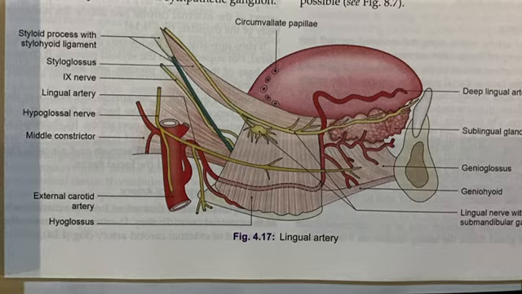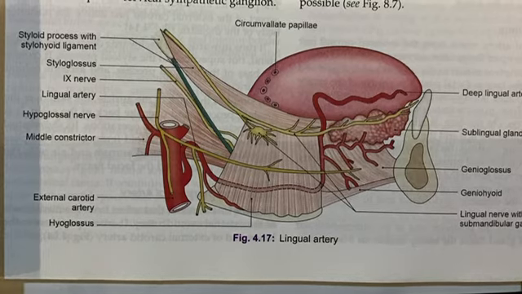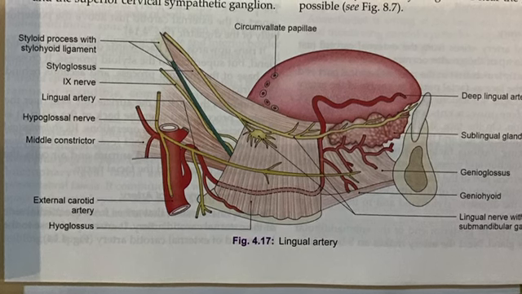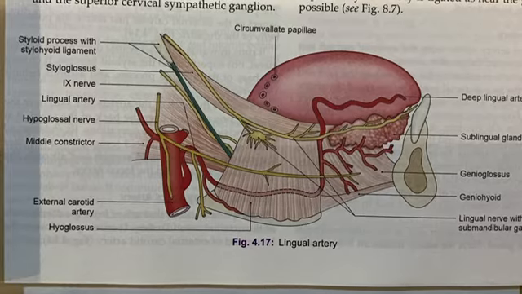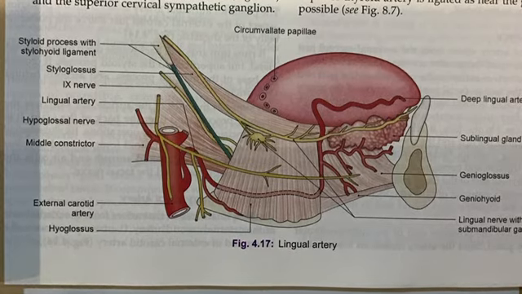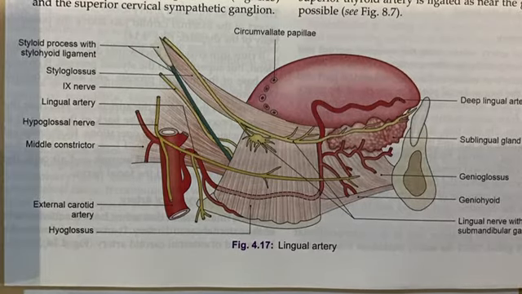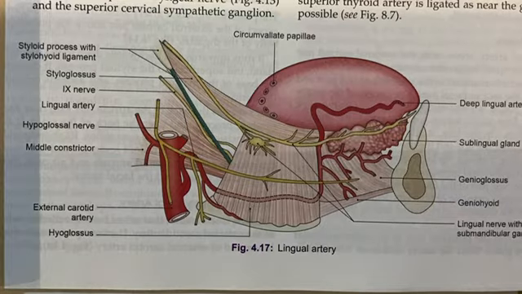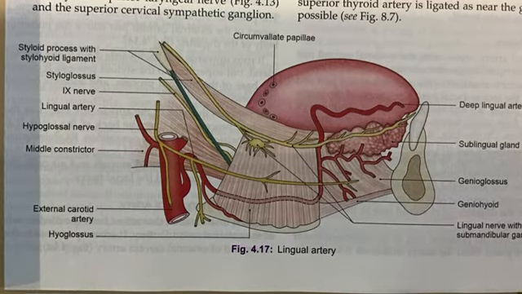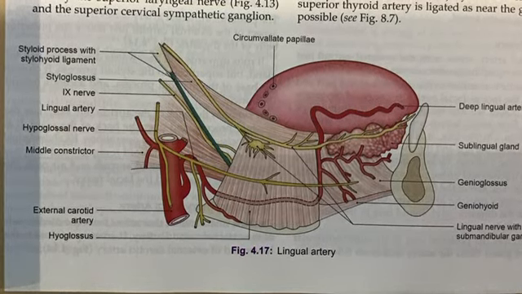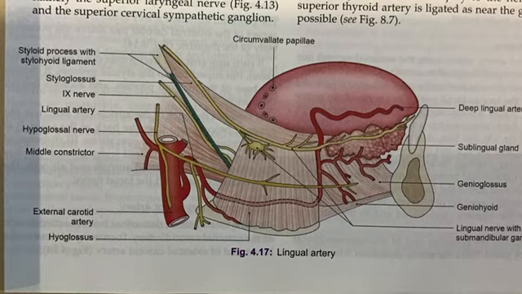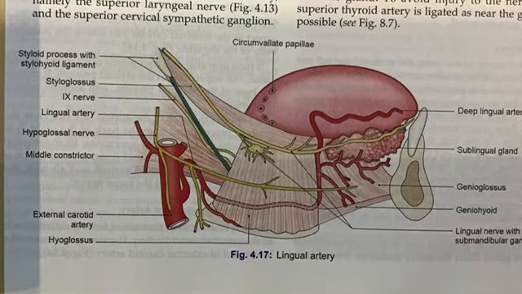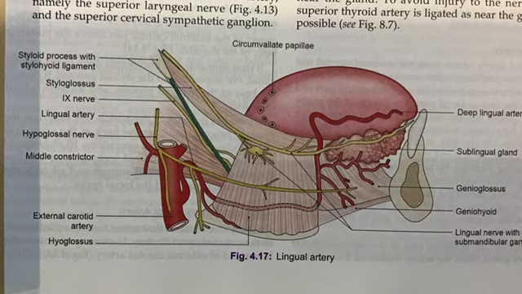It supplies the genioglossus muscle, and it is crossed by the hypoglossal nerve on the lower side and the lingual nerve on the upper side. So this is crossed 2 times. The submandibular ganglion lies above the hyoglossus muscle, and 3 nerves are there: one is the lingual nerve, another is the 9th, glossopharyngeal, and the hypoglossal nerve.